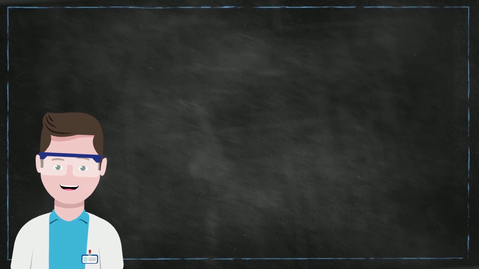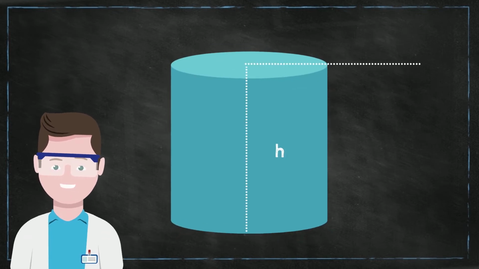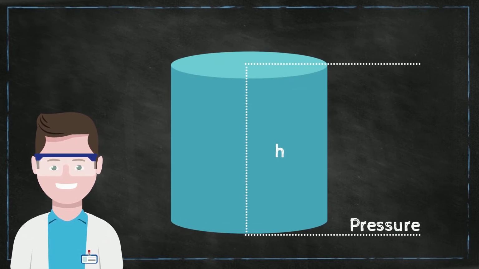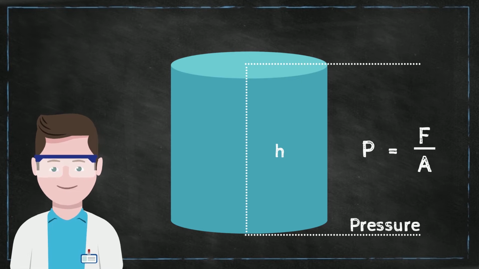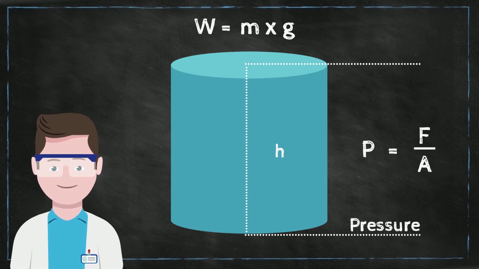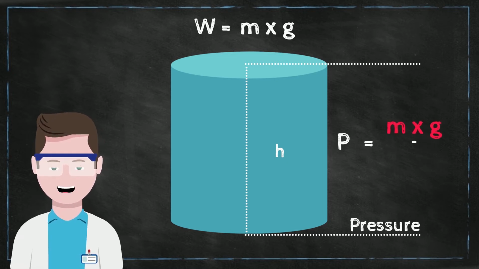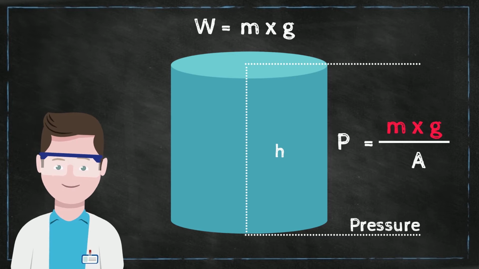There are other types of pressure, such as the pressure exerted by a fluid. To calculate the pressure exerted by a liquid, we use the same expression: pressure equals force divided by area. Look at the cylinder full of water. What is the pressure on the bottom? The force, in this case, will be the weight, which can be defined as mass times gravity. Replacing in the equation, we obtain pressure equals gravity times mass, divided by the area.